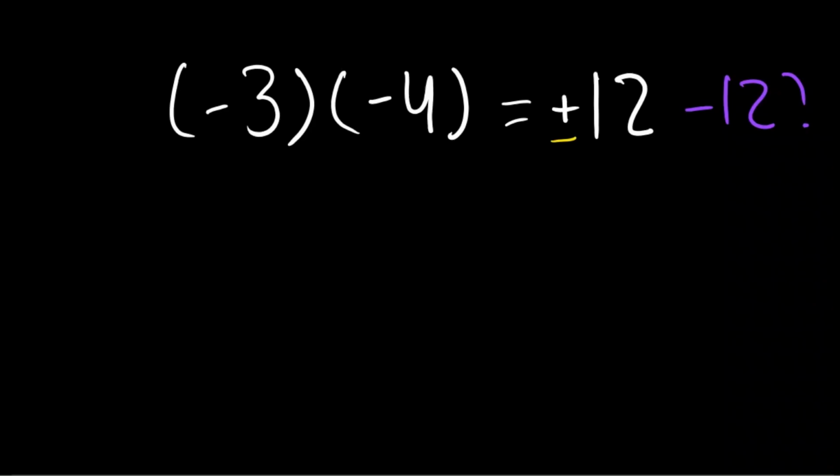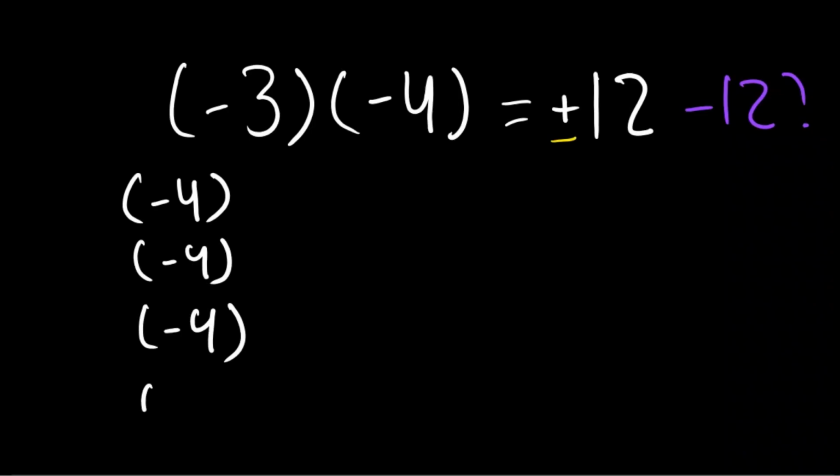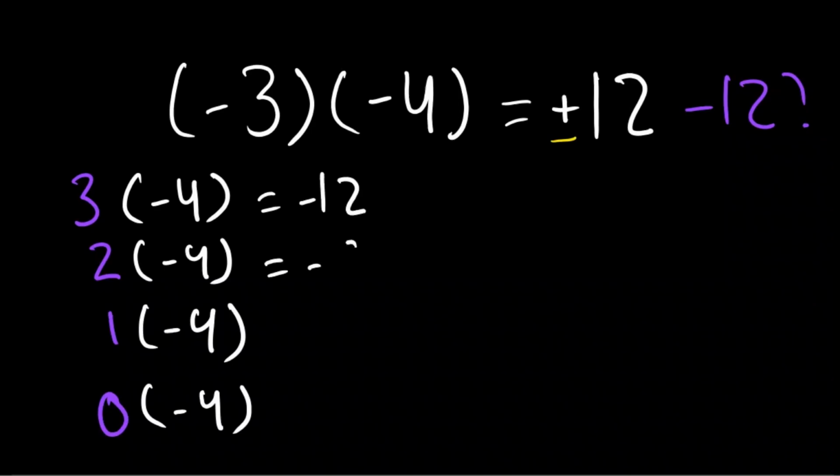So I'm going to write the multiples of negative 4 over here. So let me just write 4 negative 4s. And then we're going to multiply by 3, 2, 1, and then 0. And this is going to be equal to negative 12, negative 8, negative 4, and finally 0.